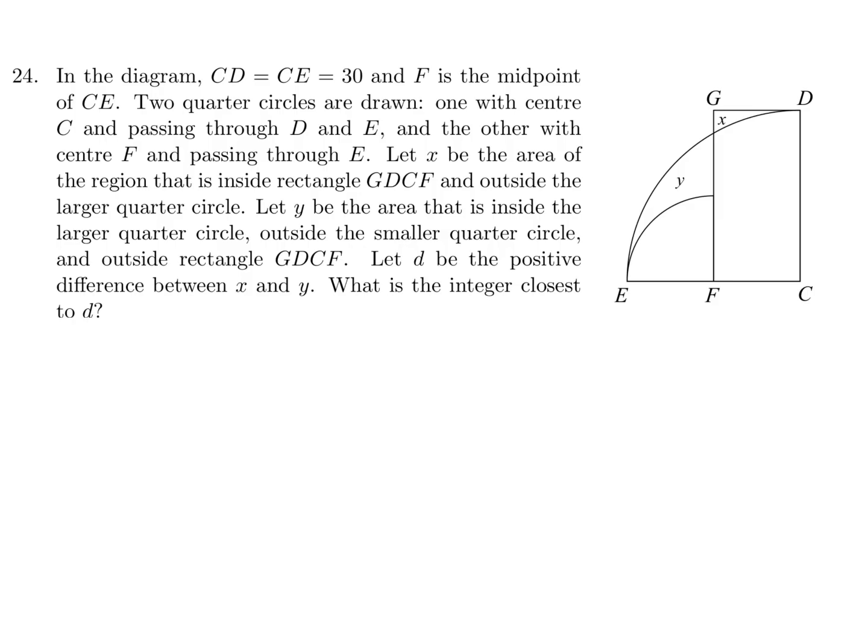Well, as you can see from this diagram, I'm pretty sure that Y is greater than X. And if that's the case, then Y minus X would be greater than 0. And that's what they're looking for. But if it isn't, we can always just take the absolute value. That's not a problem. So what we're really looking for is this Y minus X. That's what they're calling D. And then we're going to round to the closest integer, which shouldn't be a problem.